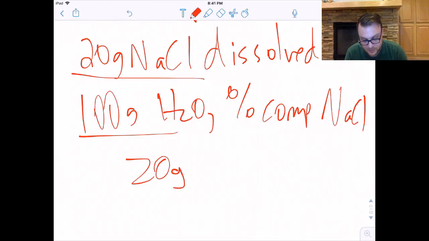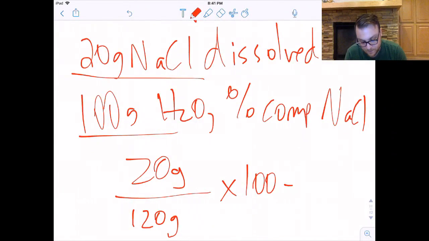So if I do 20 divided by 120, don't forget to multiply by 100, you should get 16.6%. When you see a question like this, don't forget it's part over whole. Part over whole.